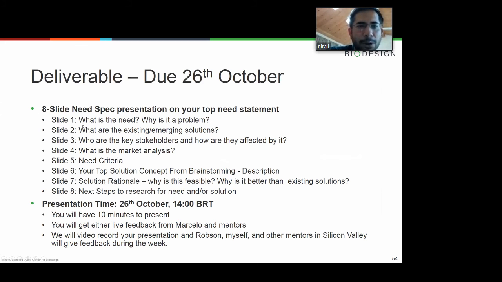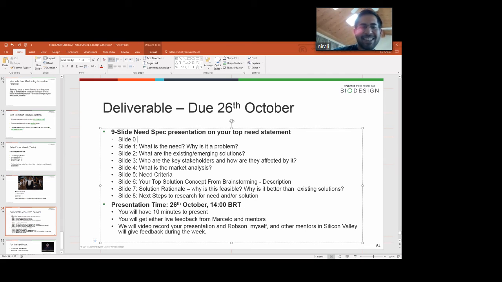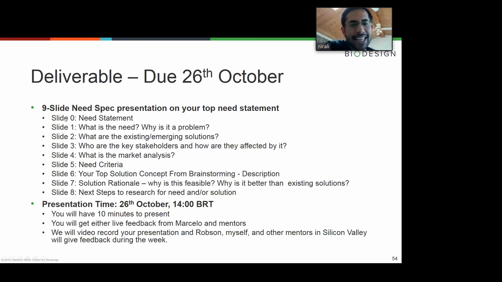Okay. So the first slide is, what is the need? Actually, I should take this back. Let me change this. I'm going to make one more slide. Just make the need statement the first slide, okay? So this first slide is just the need statement. What is your need statement, okay?